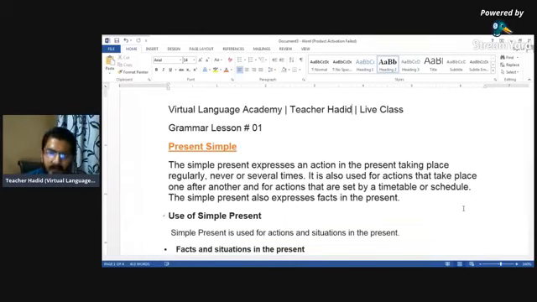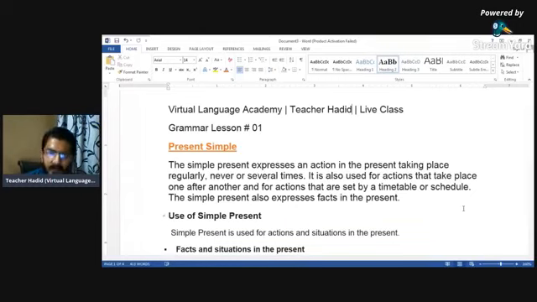And one thing, this is the most important thing that I want to share with you. We use present simple tense to talk about the future as well. Whenever you talk about future events, we also use present simple tense. But when it comes to the future, in English grammar, there are two types of future: planned future and unplanned future.